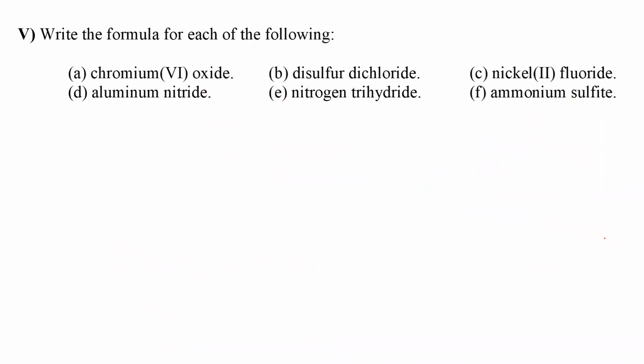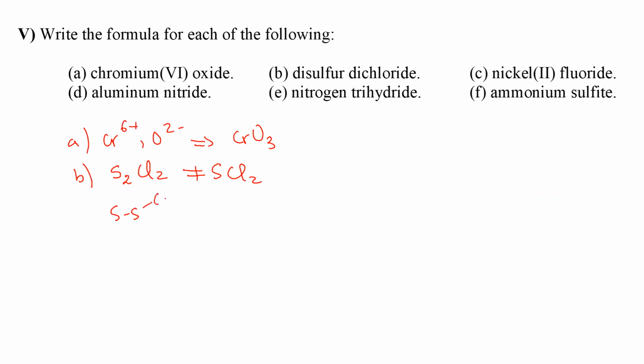Let's go to the last one, which is we have the name and we need to get the formula. So for A, it's based on chromium 6 plus, oxide O2 minus. So to have something neutral, it's CrO3. For B, disulfur dichloride, so it's molecular, so we have S2Cl2. Be careful, this is different from SCl2. For S2Cl2, the structure is like this. And this is different from SCl2.